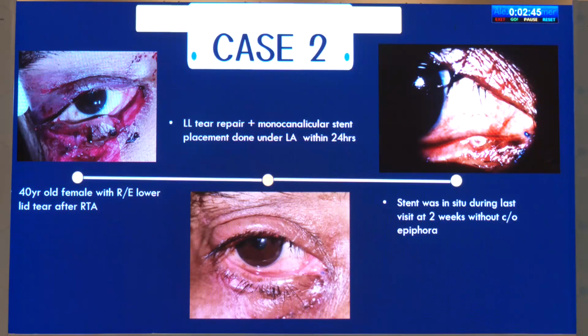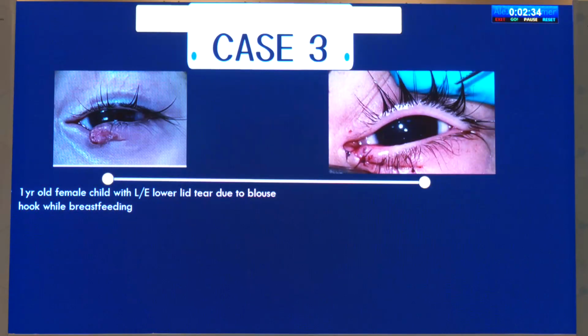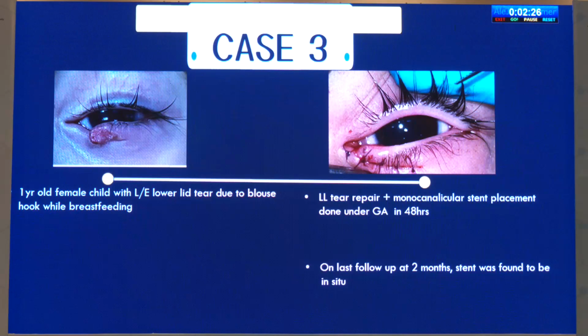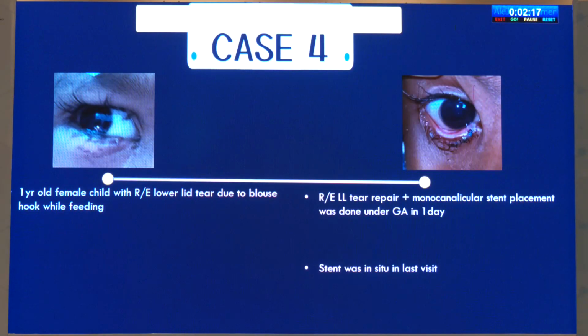Patient was primarily treated and stent was implanted, and after 2 weeks the stent was in place, and 3 months follow-up is still pending. Cases 3, 4 and 5 all are kids with lid tear basically due to blouse hook while breastfeeding. In case 3, the patient was taken up within 2 days of presentation, and on last follow-up in both case 3 and 4, the stent was in situ.